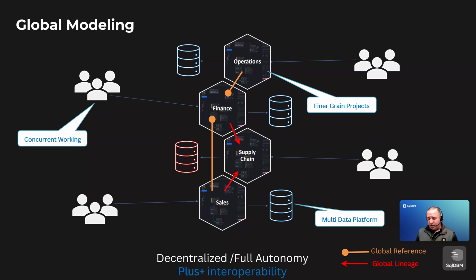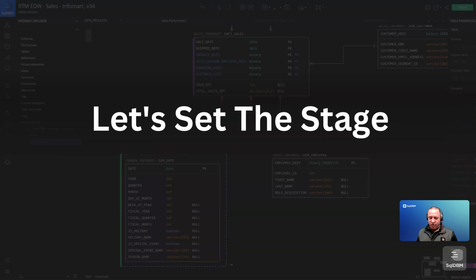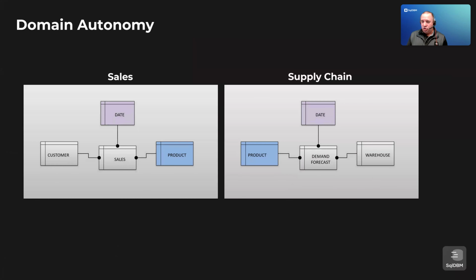So now I want to just set the stage before we go into the actual demo and what I'm actually going to demonstrate. So going a little bit lower in the conversation, here's a very basic scenario. We might have a sales organization that's going to have a sales fact table. They want to understand what's going on, and they have these dimensions: customer, date, product.